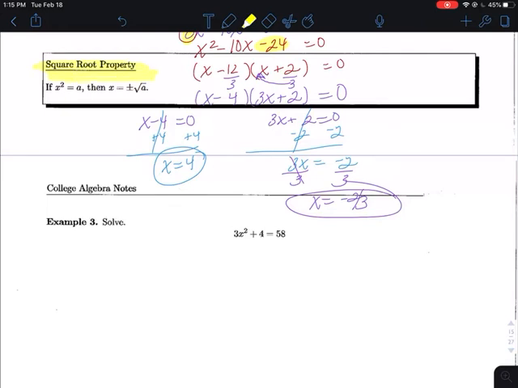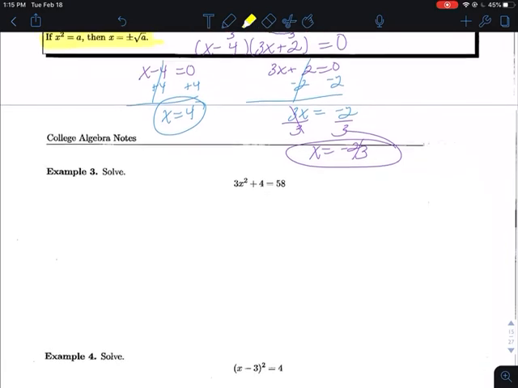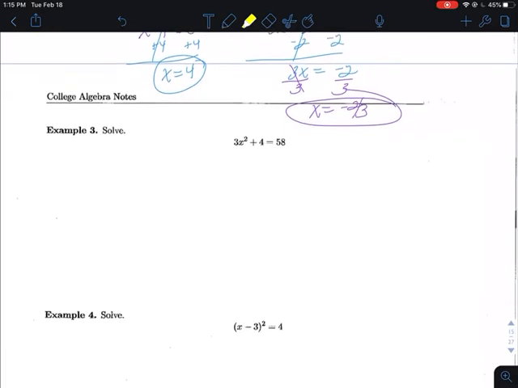All right, the next method we're going to use is to solve a quadratic equation by using the square root property. That's if you have problems in this form. If you just see x squared and then a constant or any number, a stands for any number, then you'll want to use this square root method. So basically you wouldn't have an x term in your problem.